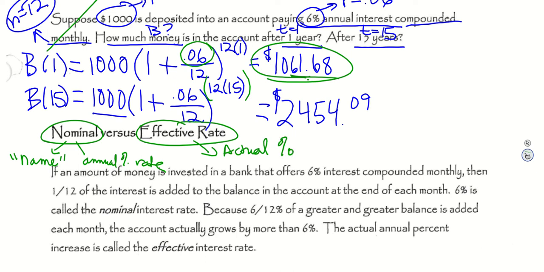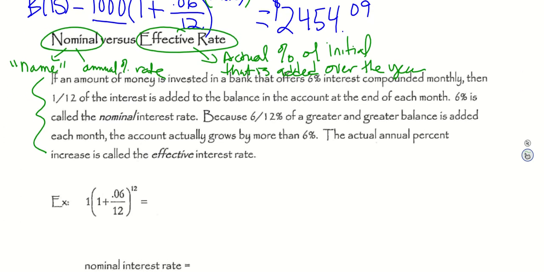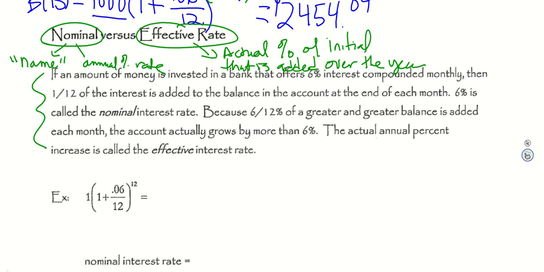percent of the initial amount that is added over the year. So it's the percent more that we end up with at the end. Okay, that's our effective rate. So you can read through this discussion, which kind of reiterates what I said. Let's look at how to use this.